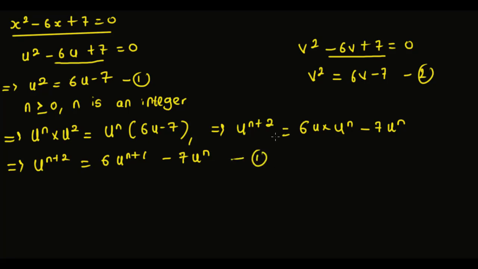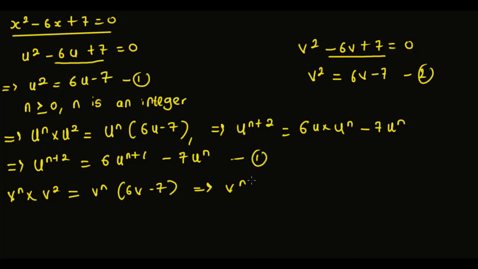So now let's see if we can do the same for equation 2. We're going to multiply both sides of equation 2 by v raised to power n. So v raised to power n times v squared is equal to v raised to power n into 6v minus 7. It implies that v raised to power n times v squared is going to give you v raised to power n plus 2 from the first law of indices.